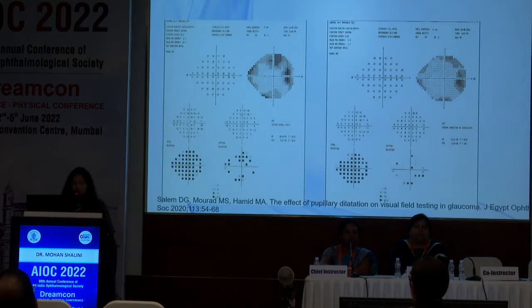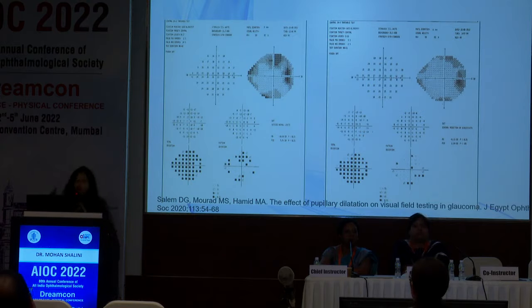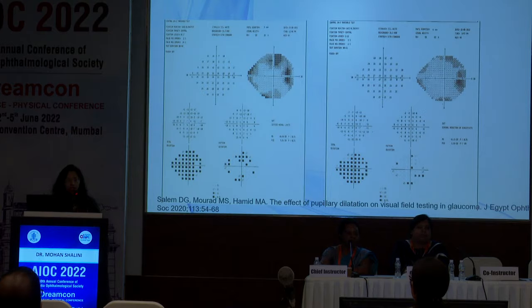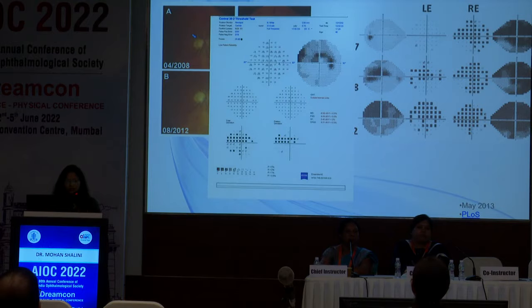There was a study also, which was published in 2020. Here we can see this is the dilated pupil, and this is a normal pupil. So if you have done the pupillary examination with a dilated pupil, that means at every examination you have to do dilated visual fields. That is very difficult. So always try that whenever the patient is coming for the visual field, the pupils should be of normal size. Now this, I will skip. I will move on to this.